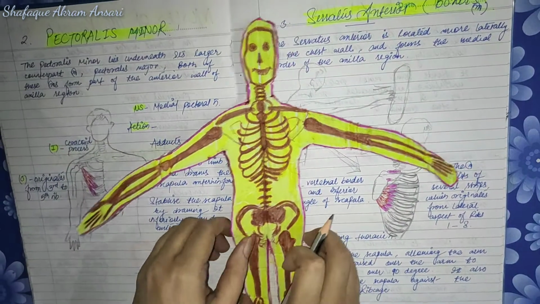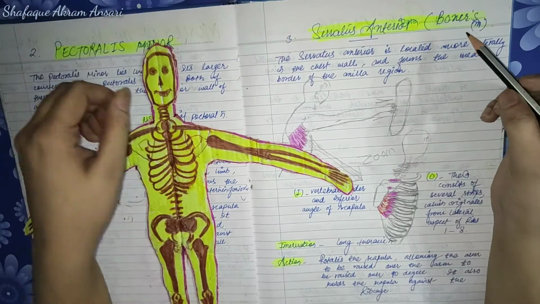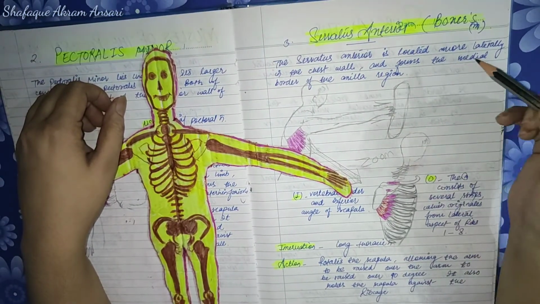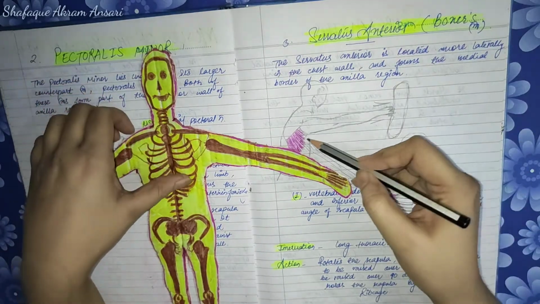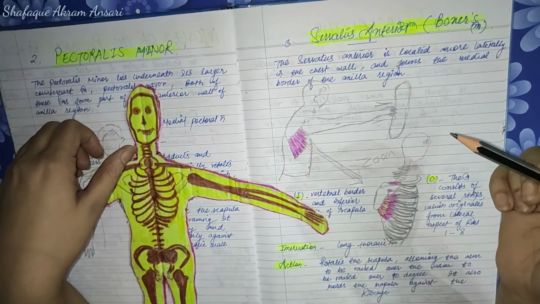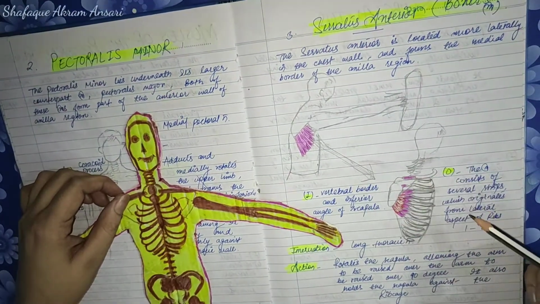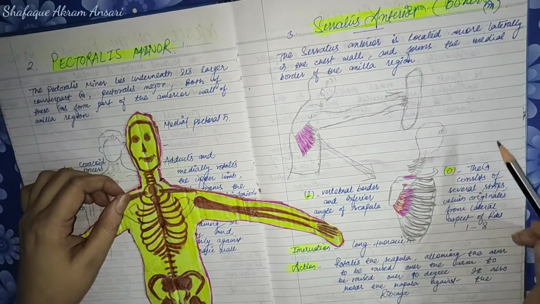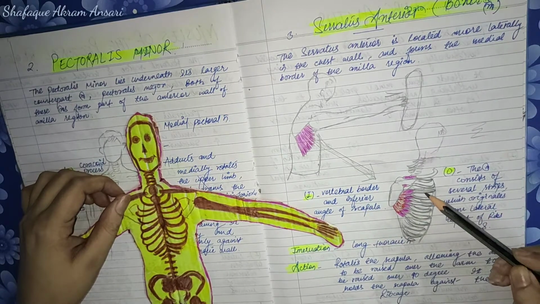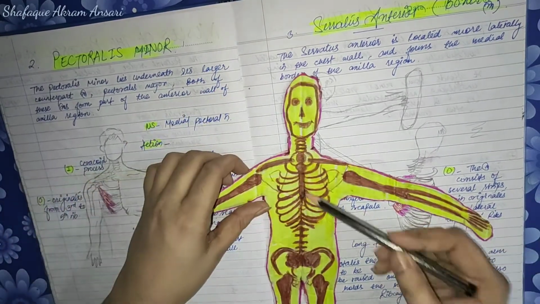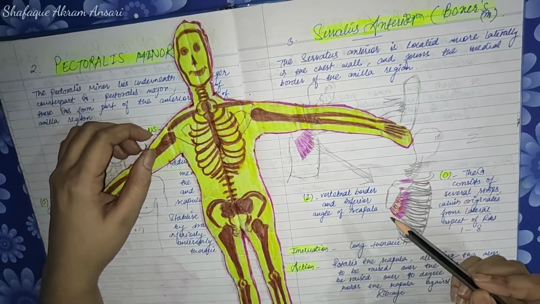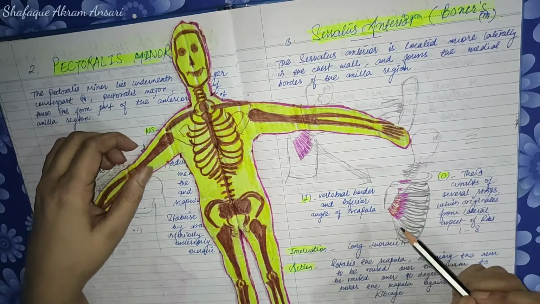Next muscle, serratus anterior. It is also known as boxer's muscle. The serratus anterior is located more laterally in the chest wall and forms the medial border of axillary region. Here is a boxer, and this muscle consists of several strips which originate from the lateral aspect of first to eighth rib, and it will insert on the vertebral border and inferior angle of scapula.